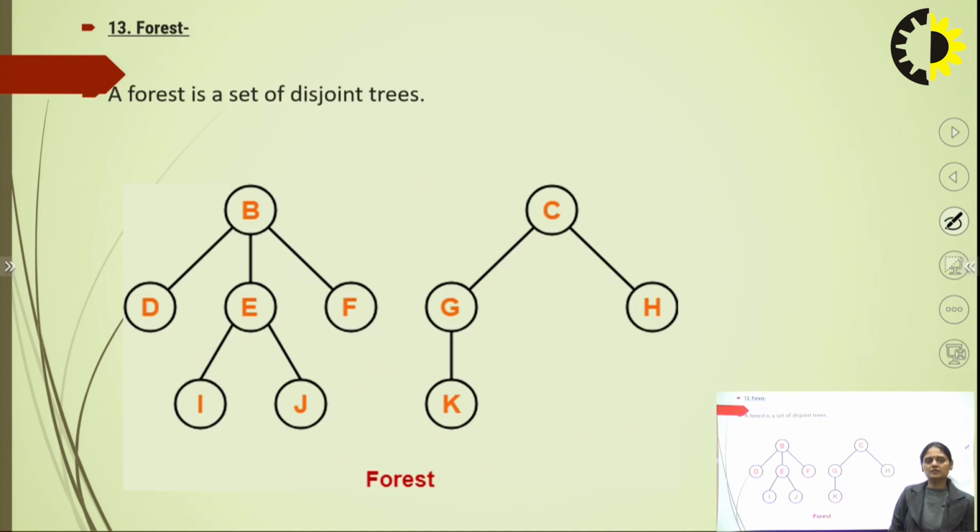Now the forest. A forest is a set of disjoint trees. Over here we can see this is a tree, and this is also a tree, and they are disconnected. These disjoint trees are considered a forest. In case there is a connection between these two, for example an edge like this, then this forest becomes a tree. So any connection would lead to a tree. But when the components of the tree are disconnected, we consider it a forest of trees.